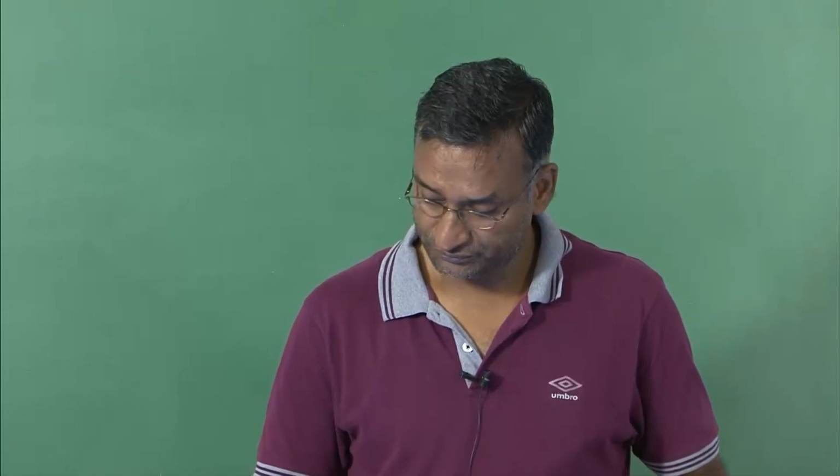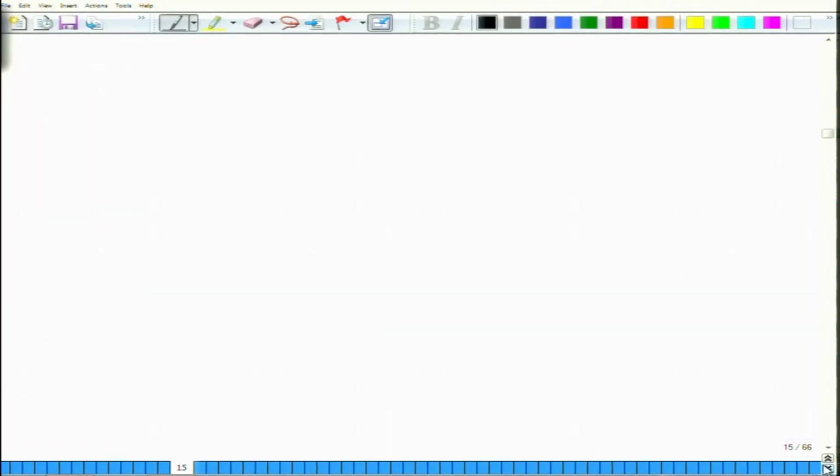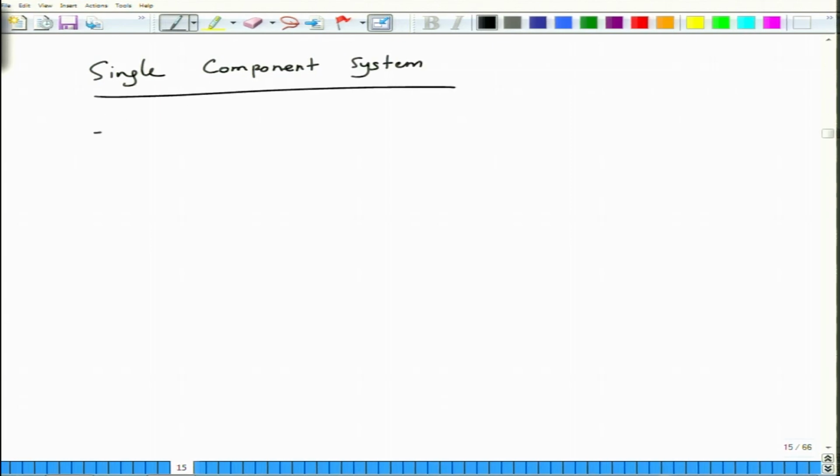And then we looked at the simple phase diagrams. So we looked at the single component system, for example, you can have pure iron, you can have pure H2O, you can have pure tin, and so on and so forth, or you can have carbon.